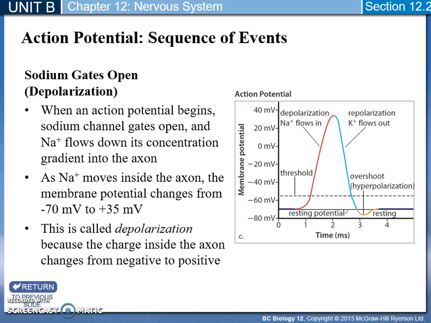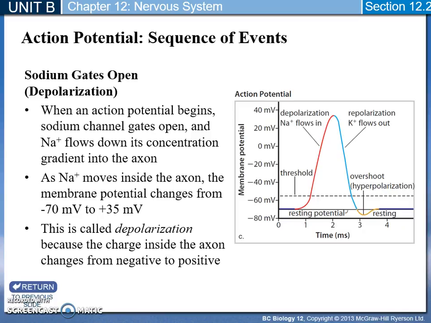So the sequence of events is initially the sodium gates open, and this results in depolarization. When an action potential begins, the sodium channel gates open, and sodium flows down its concentration gradient into the axon. You have a higher concentration of sodium outside than inside because of the sodium pump. And so when the sodium channel gates open, sodium can flow into the axon.